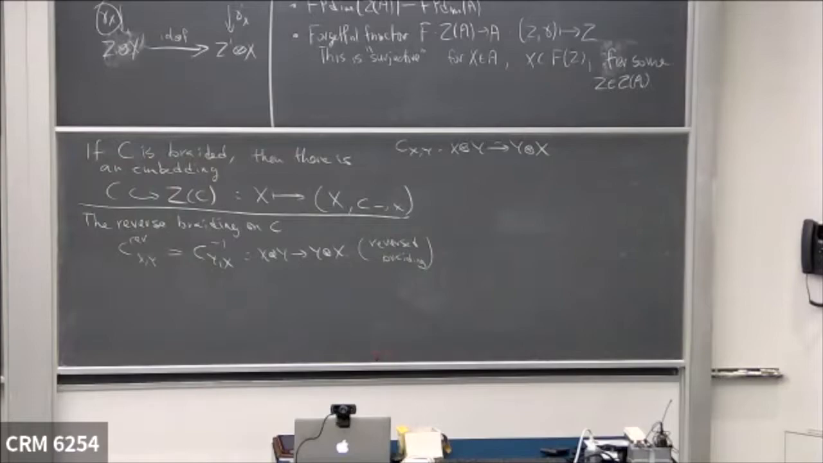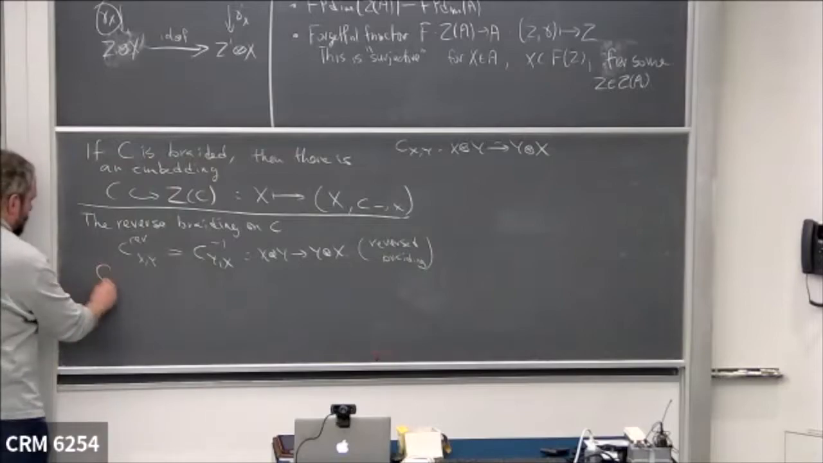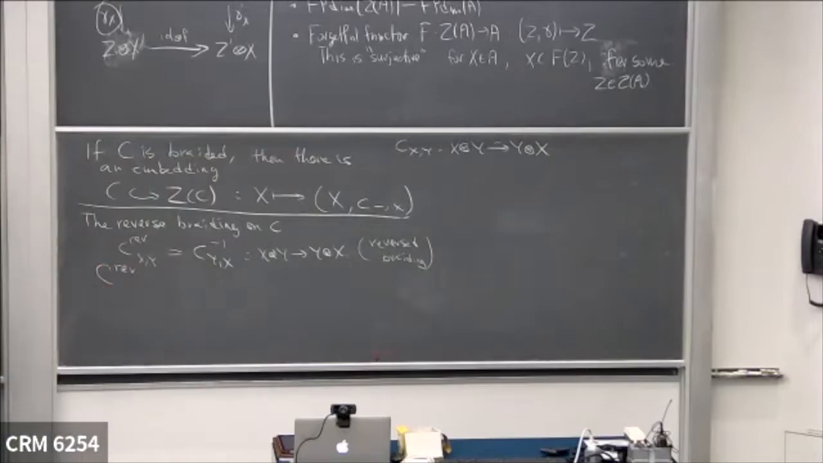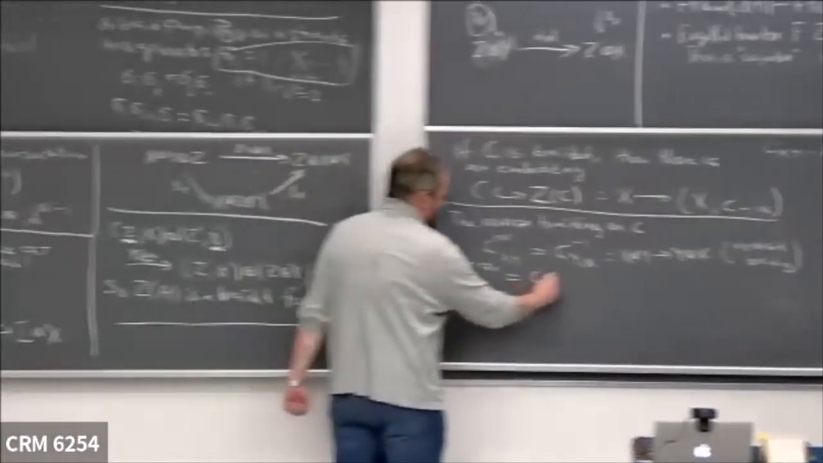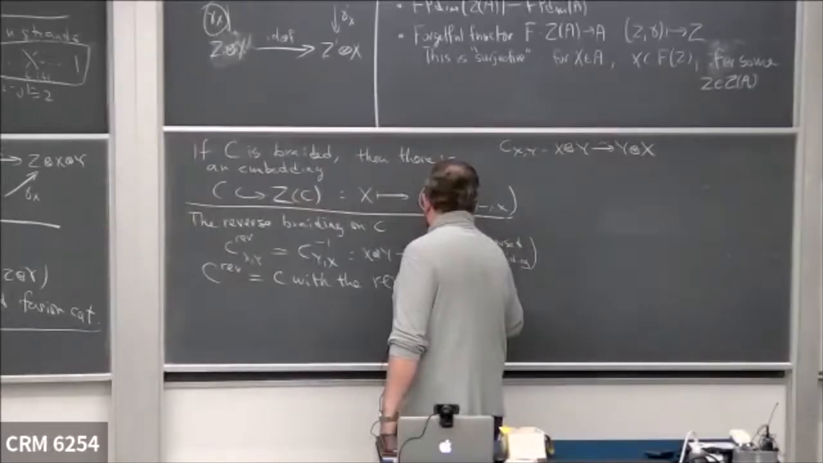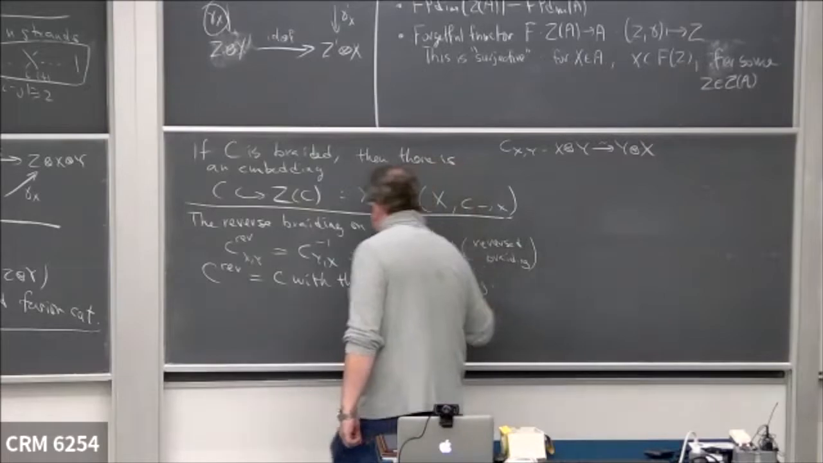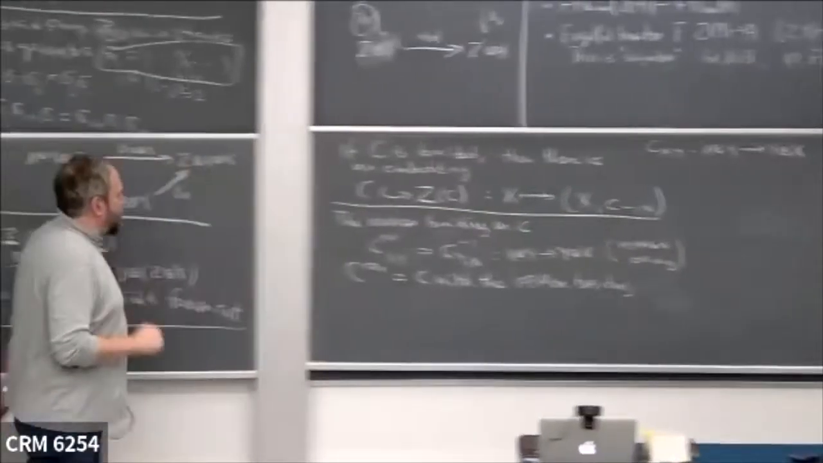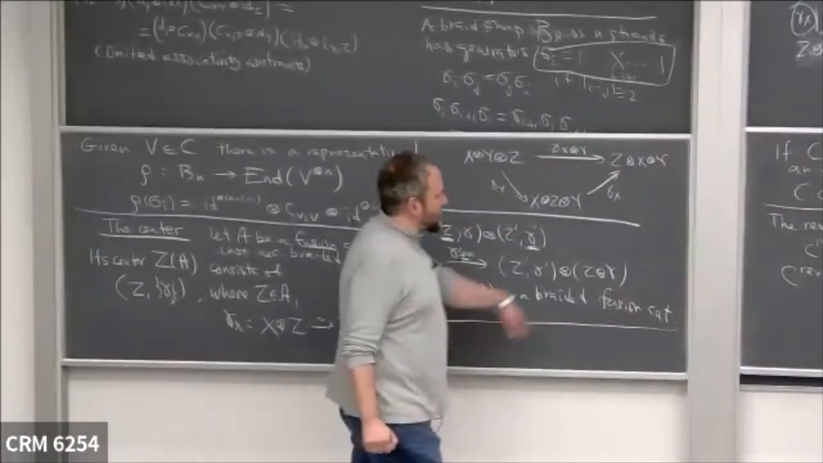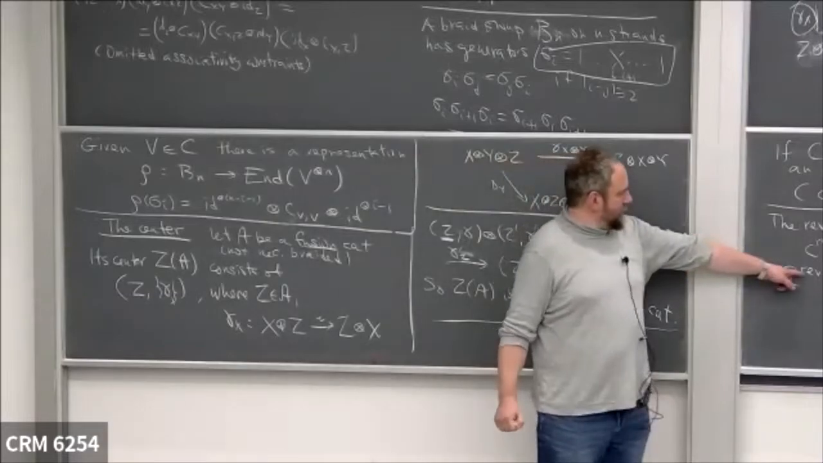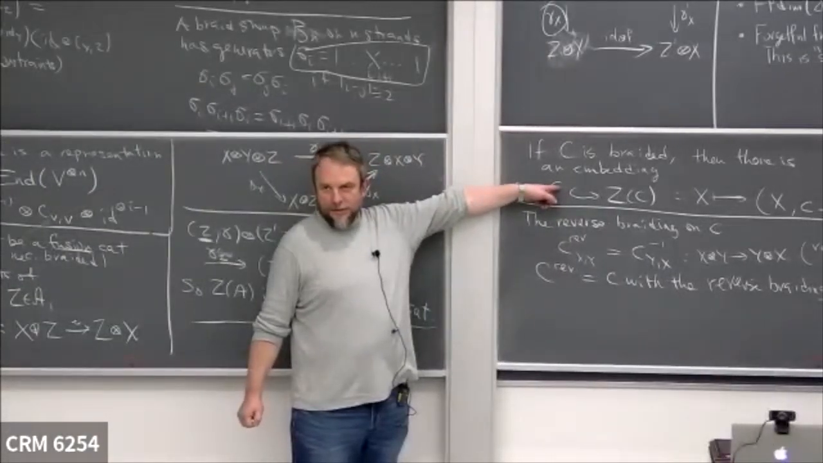Now, so we have another category, C reversed. As you know, it will be C with the reverse braiding. So they come in pairs. Braidings do. Okay, so what we can now do, we can actually do the same thing for C reversed and embed it to the center, just like we did with C.